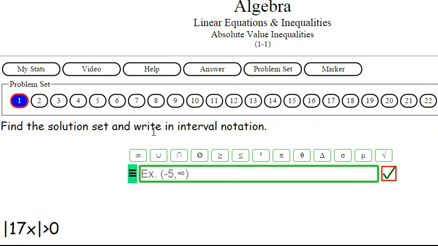Okay, so let's click on this one here. So we have the absolute value of 17x is greater than 0, and we want to find the solution set and write it in interval notation. Okay? So let's go over to the magic board.